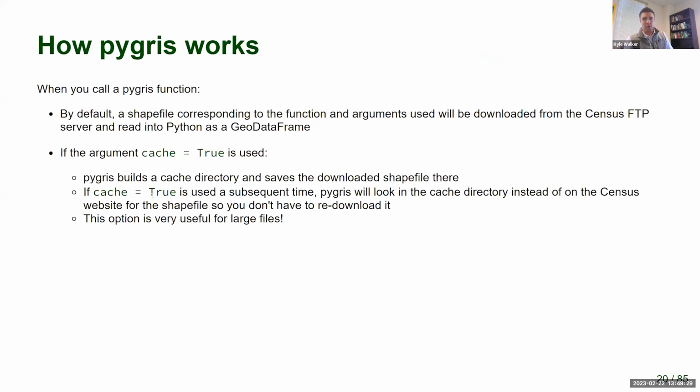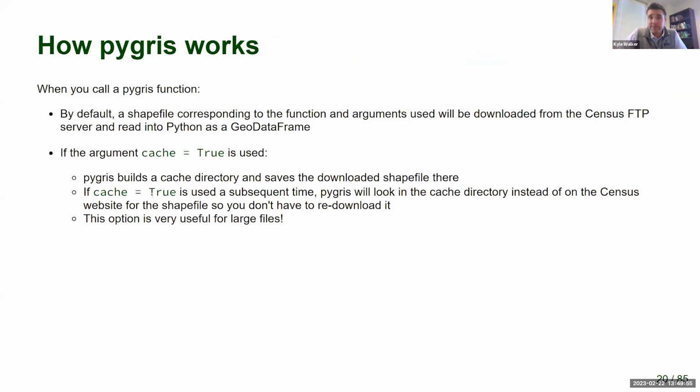So the way that pygris works in a nutshell is when you call a pygris function, it's going to translate the arguments that you put in, and then it's going to go to the Census FTP server, pull in the appropriate data set, and read that into Python as a GeoDataFrame. It does that by default. If you want, you can use an optional argument in any pygris function called cache equals True.